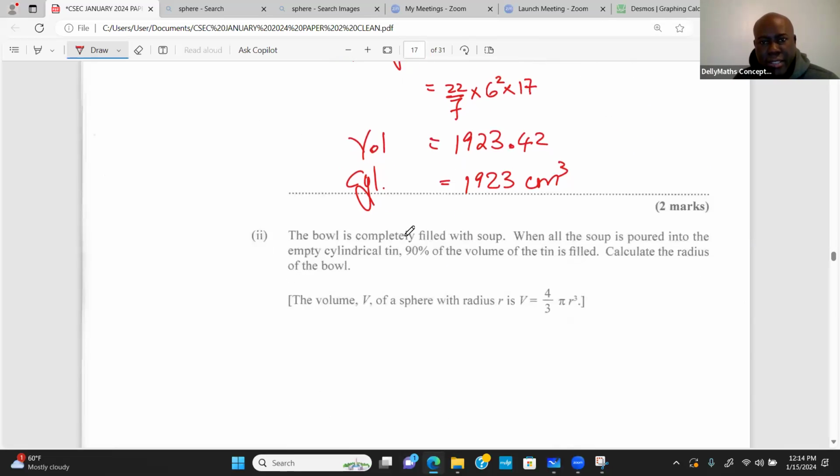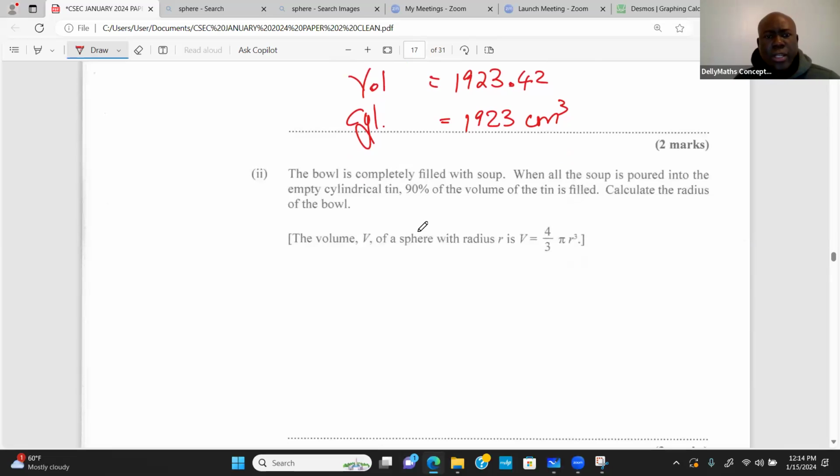So let's see what else they want. The bowl is completely filled with soup, right? When all the soup is poured into the empty cylindrical tin, 90% of the volume of the tin is filled. Calculate the radius of the bowl. The volume of the sphere is this. Now, the thing is, we don't have a sphere. We have half of a sphere, right? We have half of a sphere because the bowl is half of a sphere. But we're going to see how we're going to work this out.